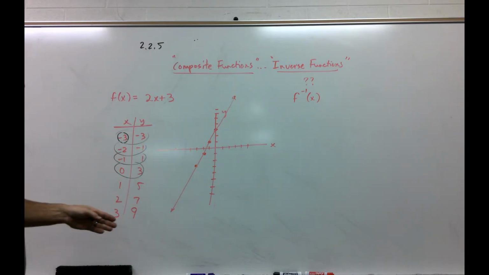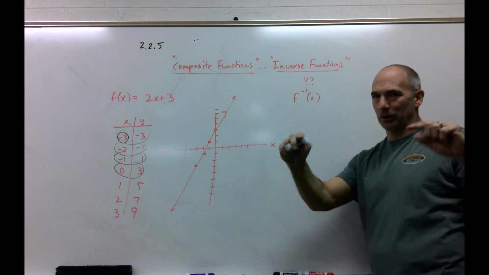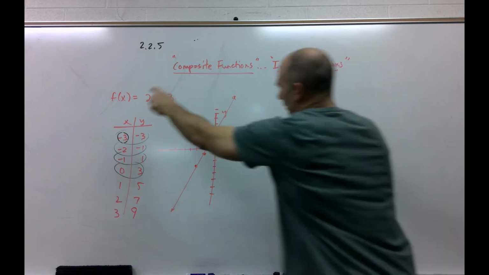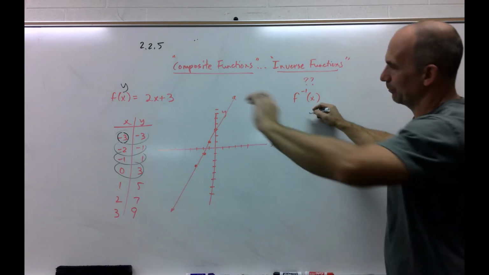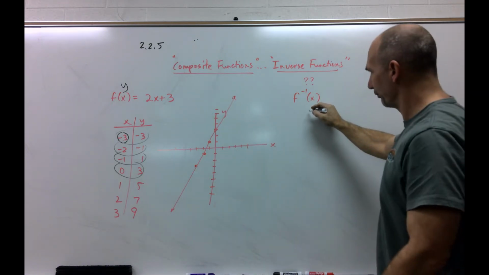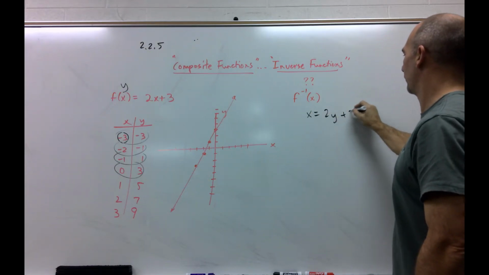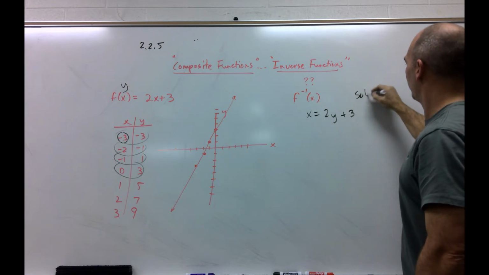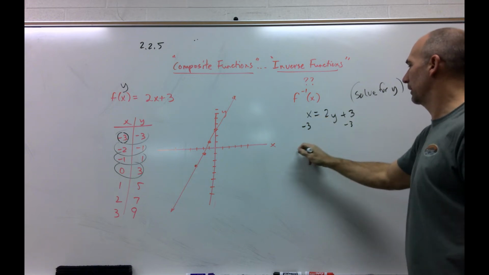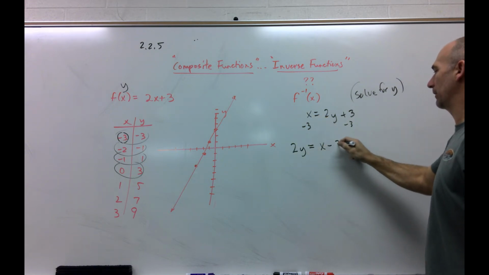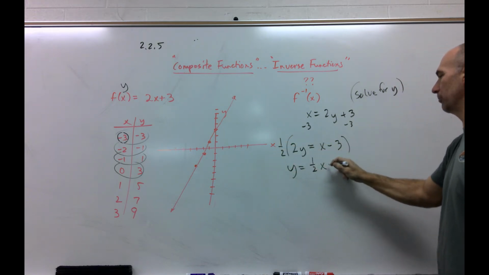There it is. Now what is this thing called inverse function? That does not mean reciprocal. It means, take the original. Remember, this is y equals, and we're going to flip the x's and the y's. So we're literally going to go like this. x equals 2y plus 3. Then we're going to solve for y again. So we're going to subtract 3, subtract 3. I'm going to flip it. 2y equals x minus 3. I'm going to multiply by a half, and I get y equals 1/2 x minus 3/2.